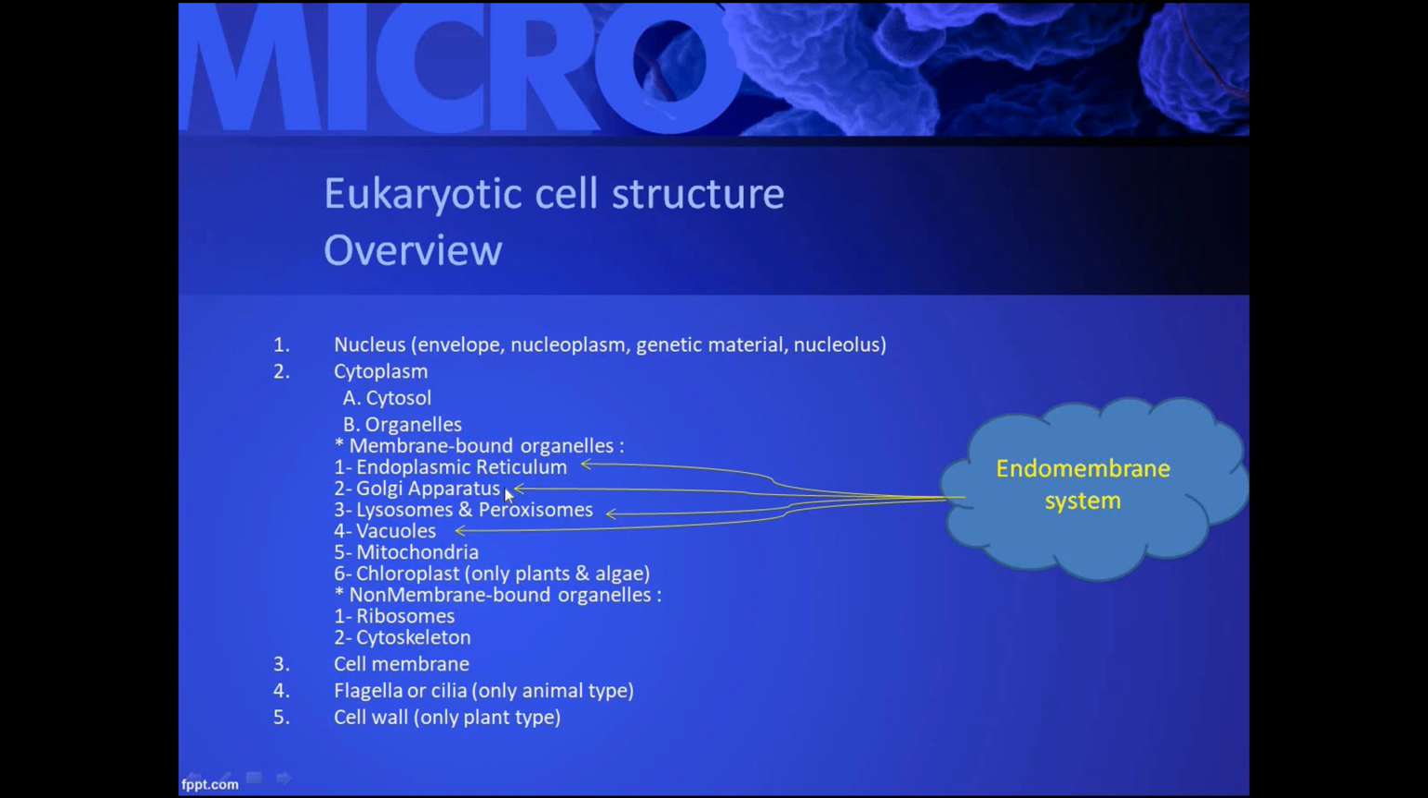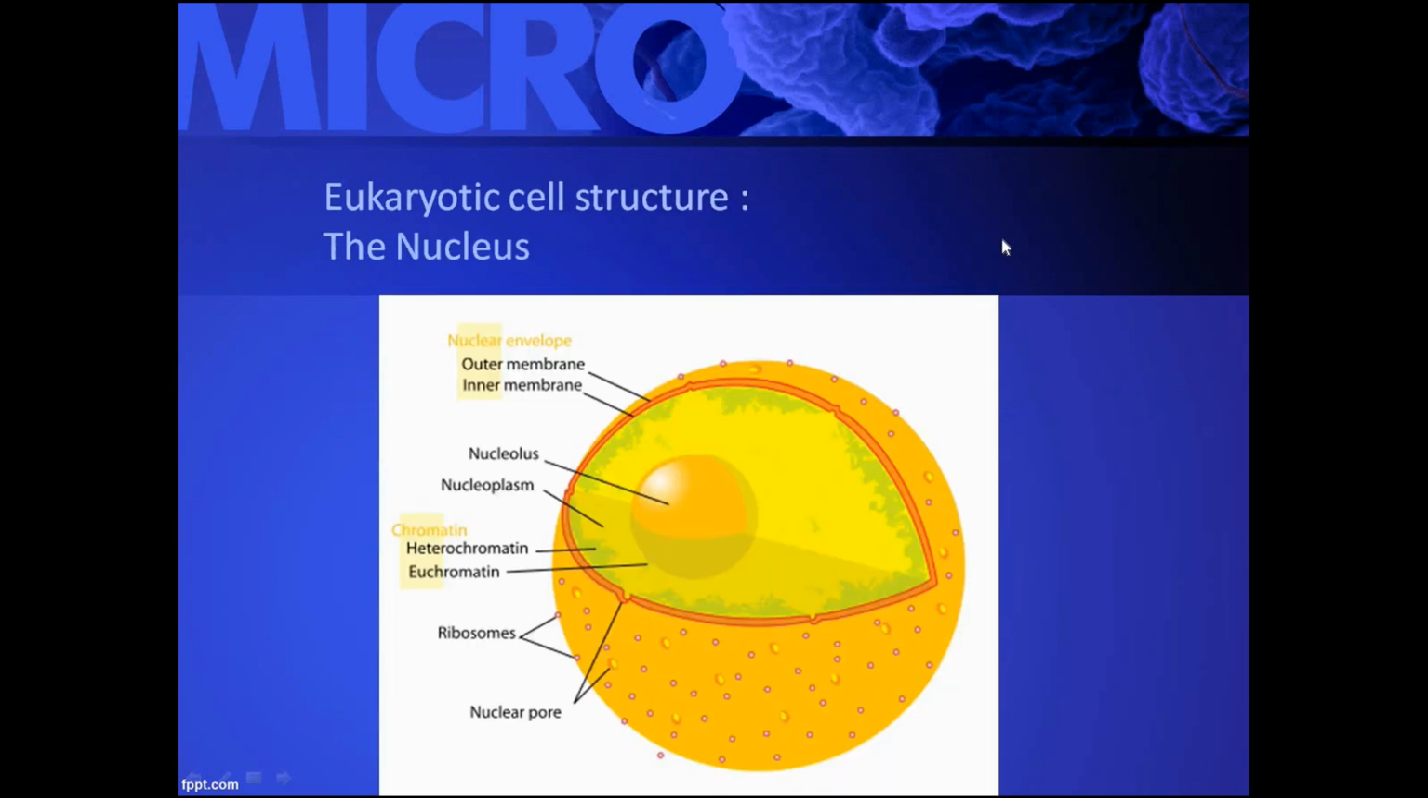Note that most of the membrane-bound organelles are connected, function together, and are dependent on each other. They are called the endomembrane system. Examples: endoplasmic reticulum, the Golgi apparatus, the lysosomes and peroxisomes, and the vacuoles. But the mitochondria and the chloroplast are not part of the endomembrane system. They function independently, and they have their own DNA.